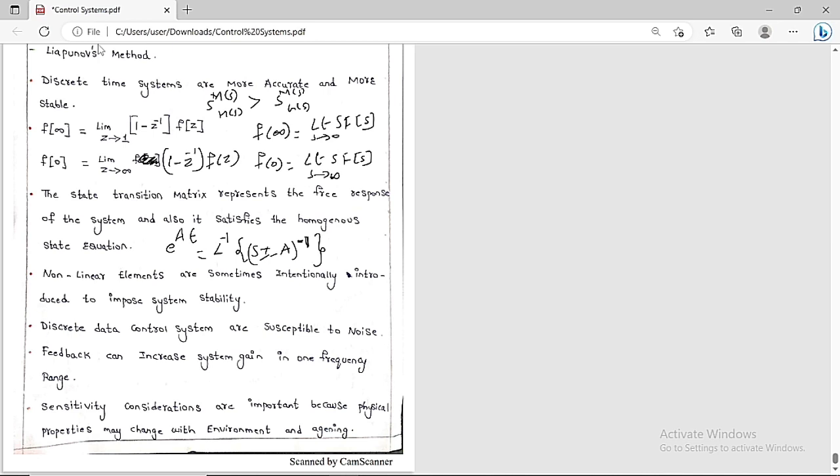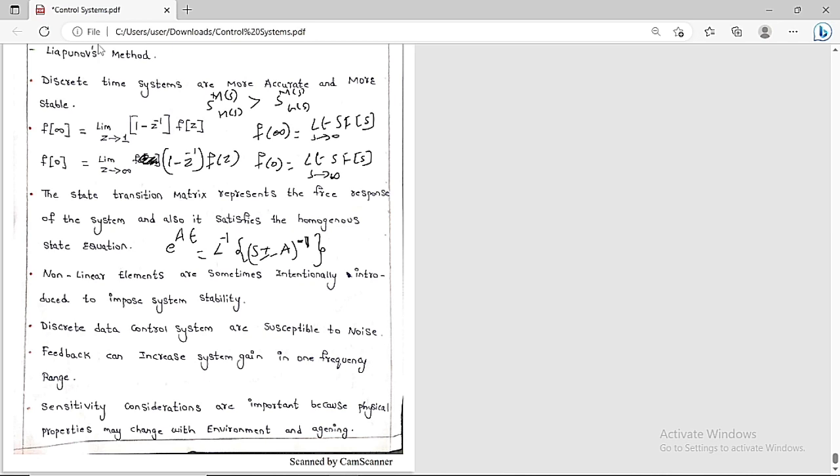So we can say sensitivity considerations are very important because the physical parameters may change with the environment as well as with time. Whenever you keep any control system in a very hard environment, the parameters of the control system are going to change, and with time also the parameters are going to change. Because of this, there is an effect in the output. This is sensitivity, and the sensitivity of M of S with respect to H of S is always greater than the sensitivity of M of S with respect to G of S.